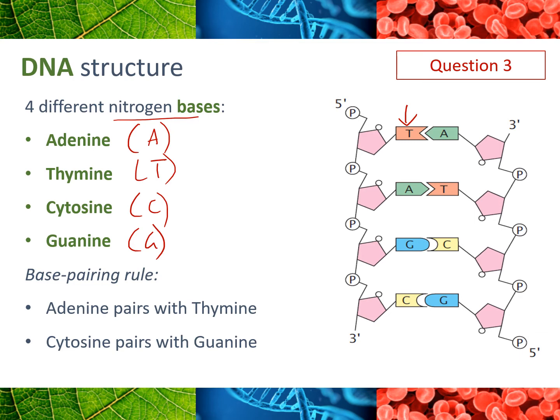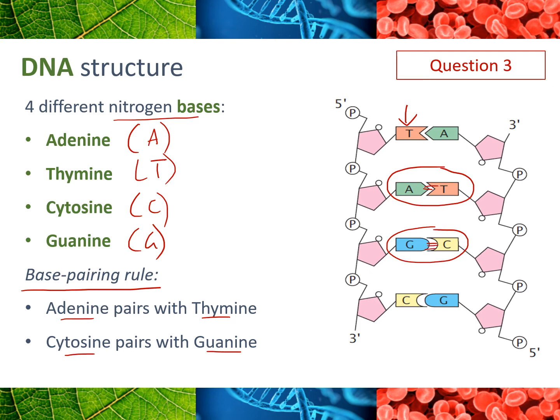And hopefully you remember this. The base pairing rule is that in DNA, adenine, or A, will only pair with thymine. So you can see that here, adenine and thymine pair together, they create these hydrogen bonds between them. And cytosine will only pair with guanine. And again, they will form hydrogen bonds together.